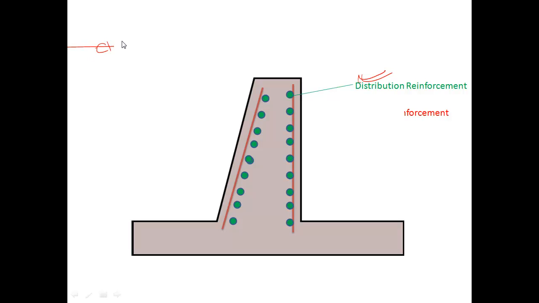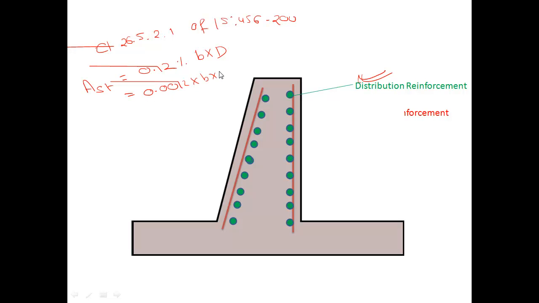We are using clause number 26.5.2.1 of IS 456:2000. Here, the minimum distribution reinforcement value is 0.12% of the total cross section area of the beam. Means here the total cross section area equals B into D. So 0.12% equals 0.0012 into B into D. Here D is the total overall depth, which will be the effective depth plus the clear cover plus half of the bar diameter.